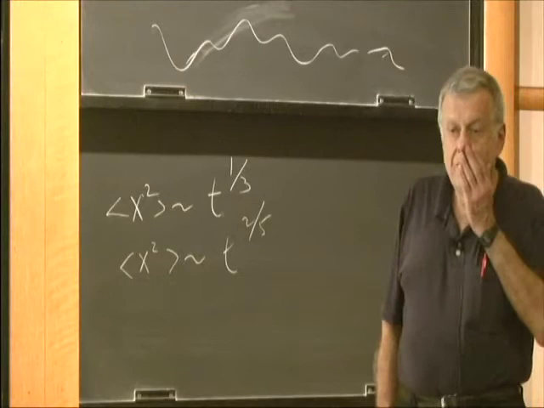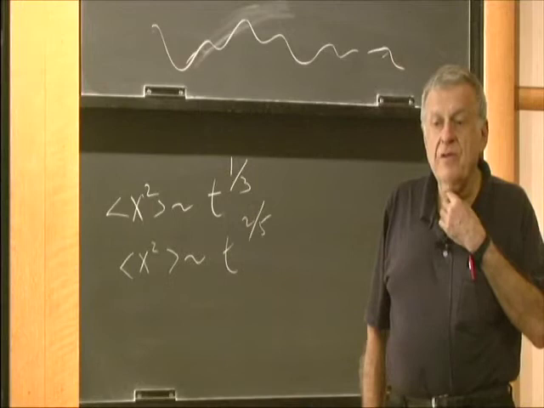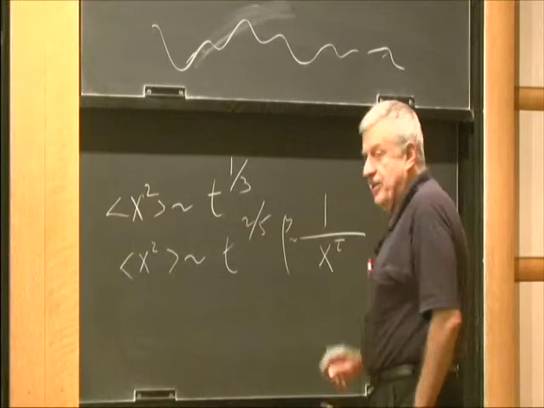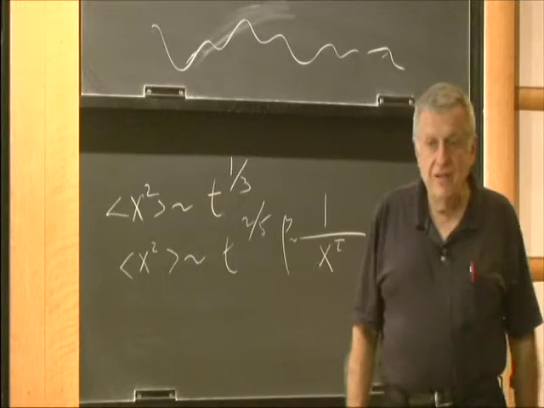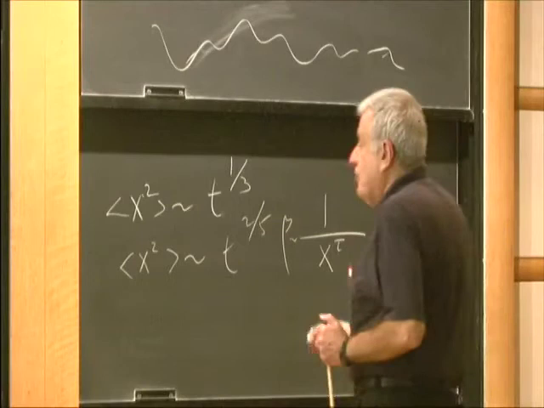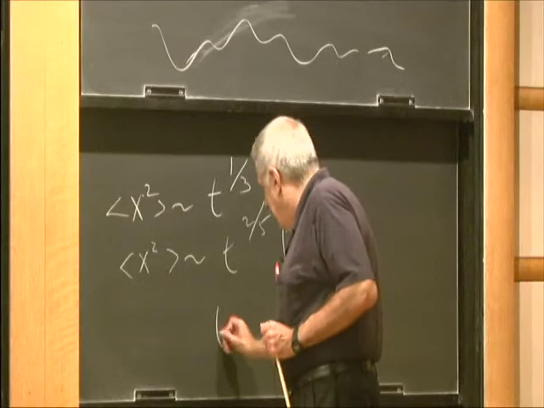But assume you replace your beta by a potential in x, V of x. So you replace it by beta proportional to 1 over x to the tau, with small tau. Then it is possible, as a mathematical result, to prove that the spread goes like t to the epsilon, where epsilon is arbitrarily small. Epsilon depends on tau. So mathematically it will be t to the epsilon.